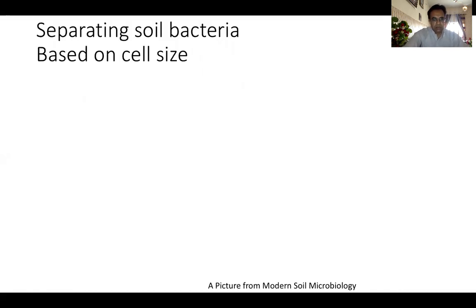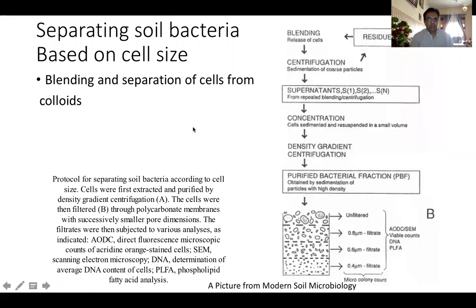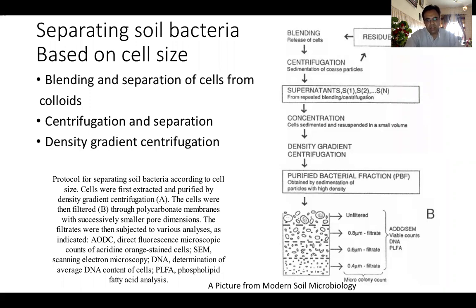So here I explain a little bit about a method that has been used to separate bacteria in the soil based on their size. This method was based on the blending and separation of cells from the soil colloids, based on centrifugation and then separation, in which supernatants are picked, and then density gradient concentration, which separates the things based on their densities, followed by filtration with different pore sizes. Different pore sizes allow separation of the different size cells.